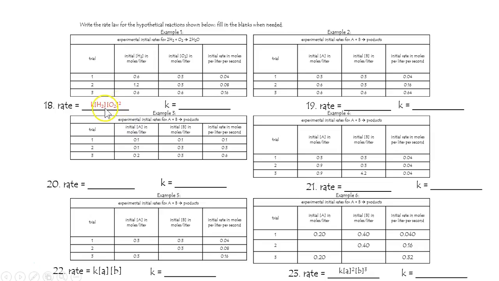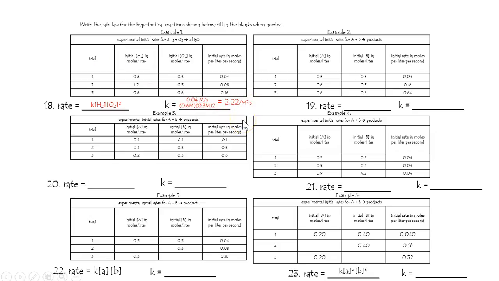So it would be, the rate is 0.04 divided by 0.6 times 0.3 quantity squared. And that would show that the rate constant is 2.22, and the units should be 1 over molar squared per second instead of molar squared.